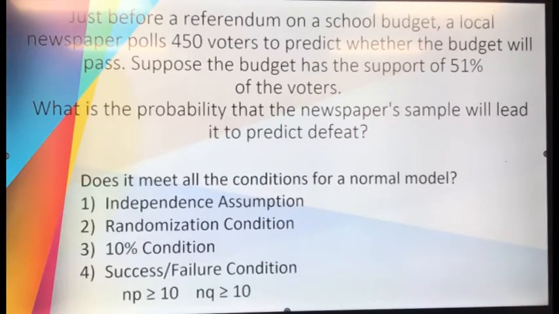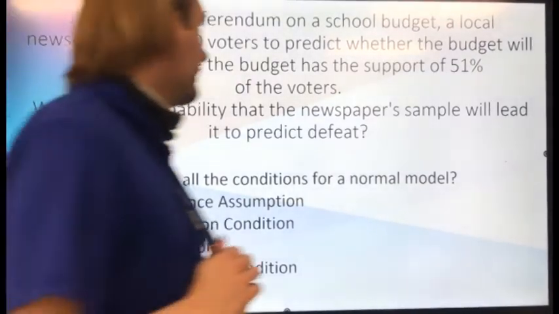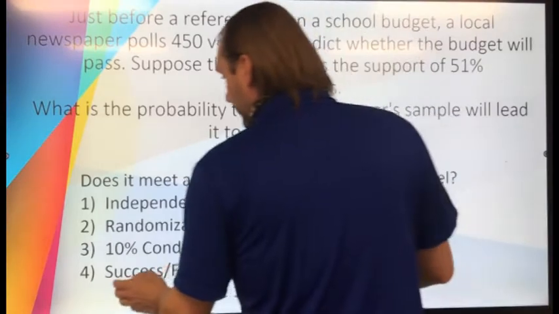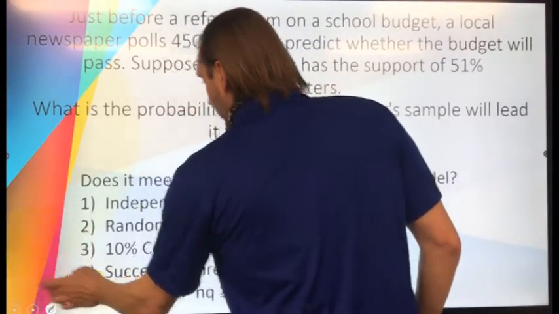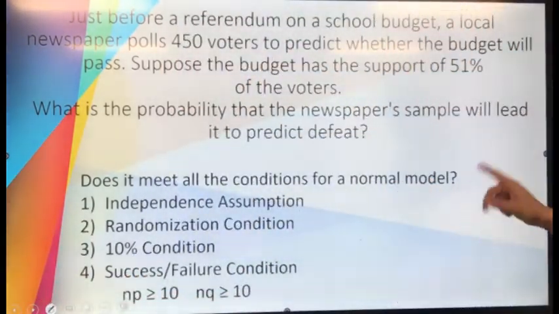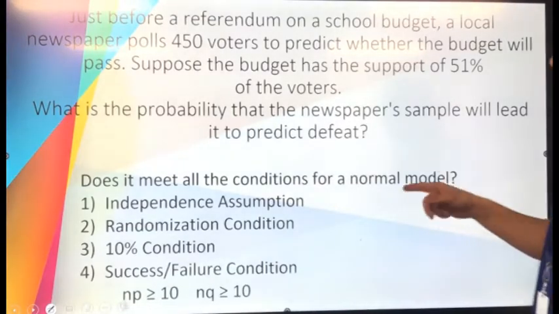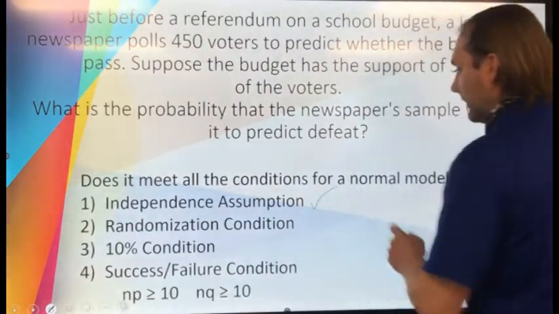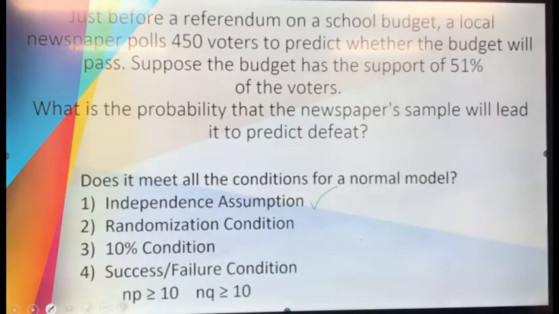Next example. Just before a referendum on a school budget, a local newspaper polls 450 voters to predict whether the budget will pass. Suppose the budget has the support of 51% of the voters. What is the probability that the newspaper sample will lead to predict defeat? So, is it independent? I can go ahead and assume that each vote's independent. Just because I vote yes doesn't mean you're going to vote no, or vice versa, assuming we don't know each other.